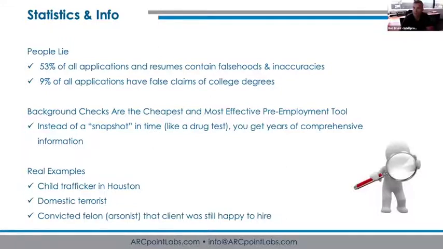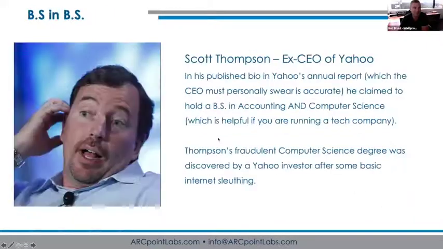We're going to go through some examples. I'm going to tell you a story about a child trafficker in Houston that actually came through our system that we helped the FBI catch. I've got a domestic terrorist, which you're going to see the criminal record for here in a minute, and that was under a federal search. And then there was another story about a convicted felon. He was actually an arsonist, and the company was still happy to hire him because once they understood the backstory, they still hired him, which is kind of a funny story.